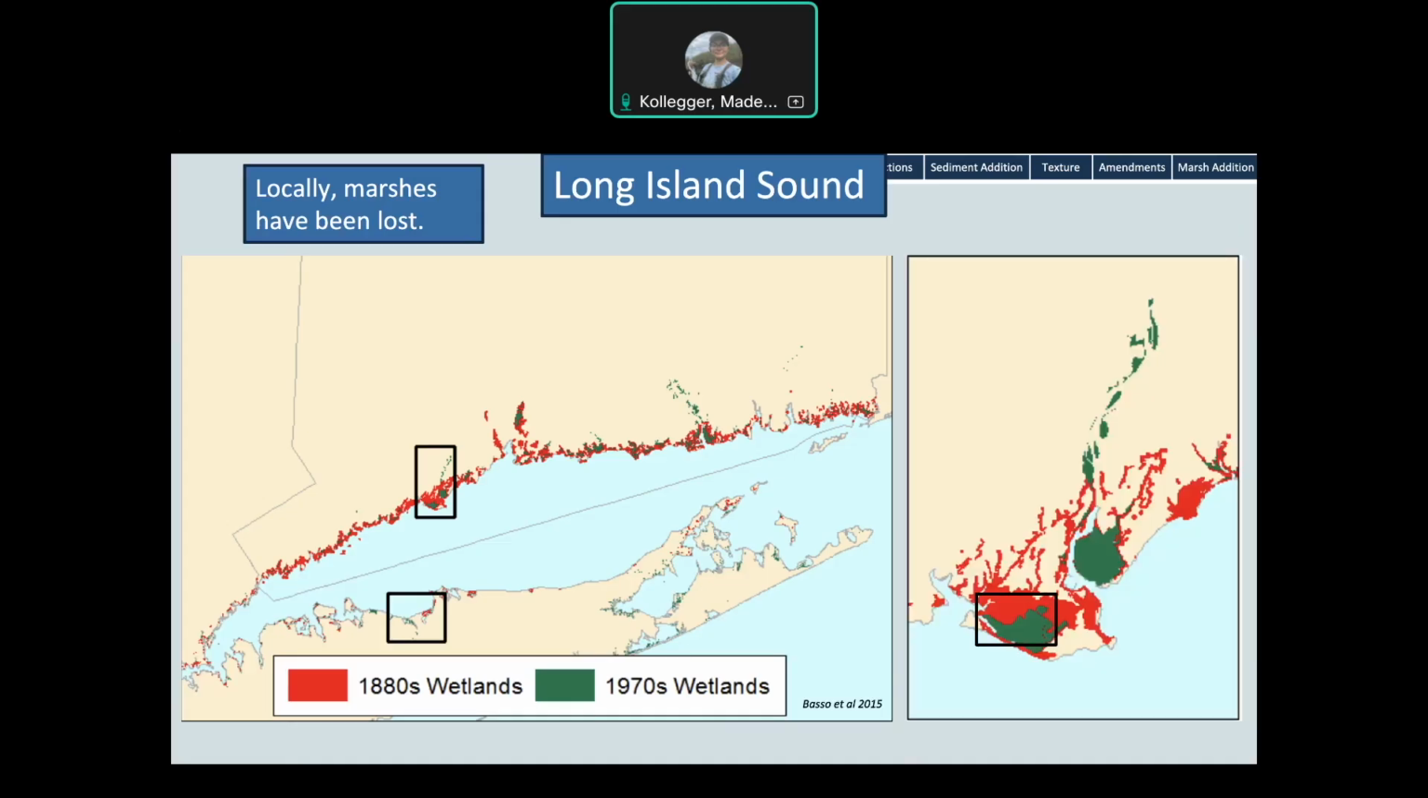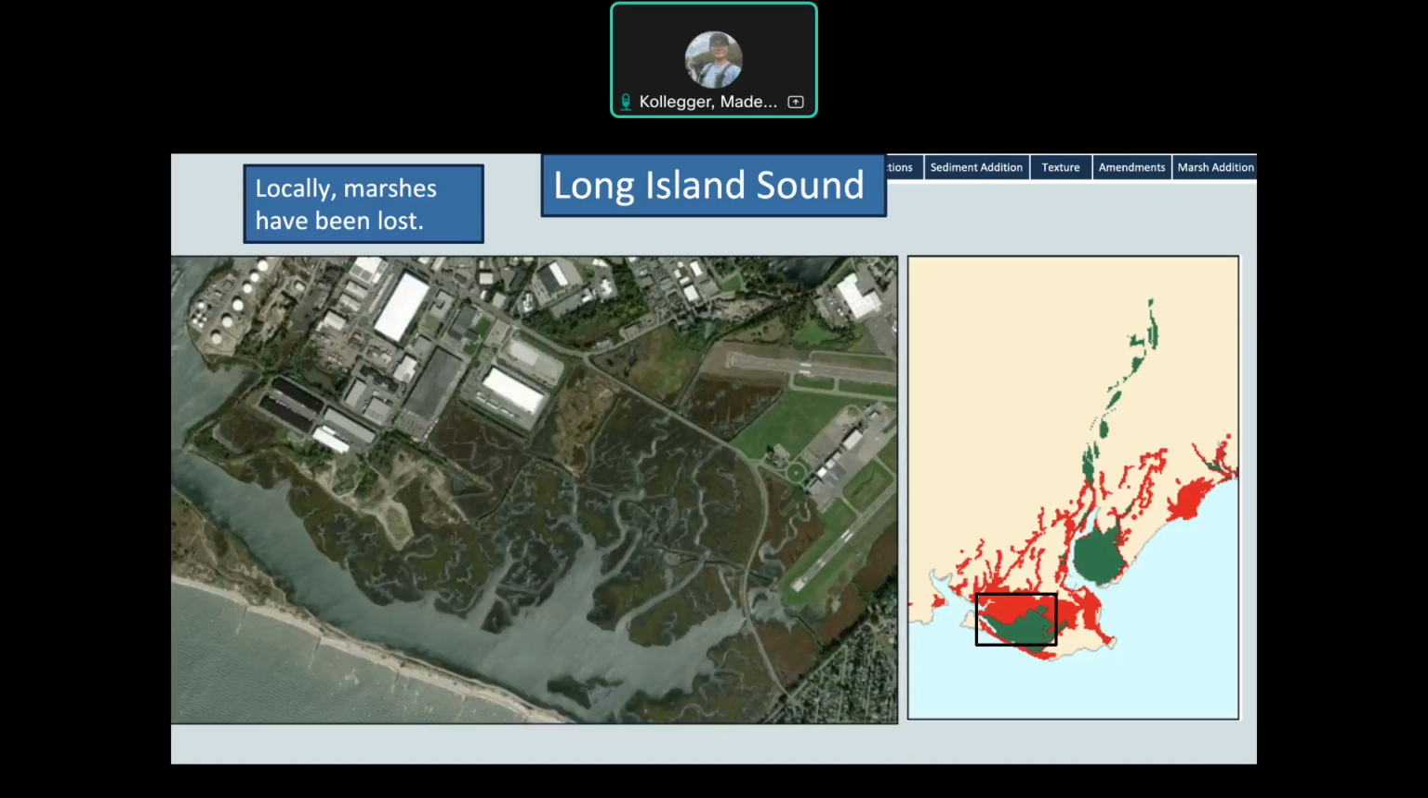If we zoom in on this particular area, Great Meadows Marsh in Stratford, Connecticut, we can see that this green shown in the picture is existing marsh that we can still see, and everything in red was lost to coastal development. These are Amazon and FedEx warehouses that can be found along the coast.